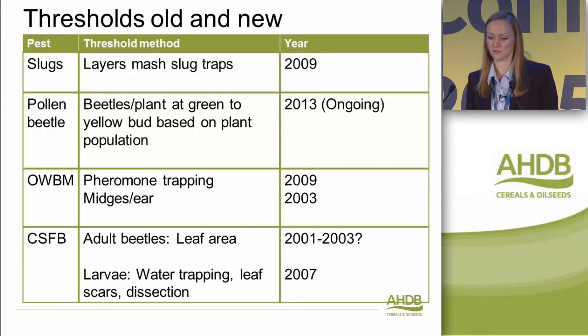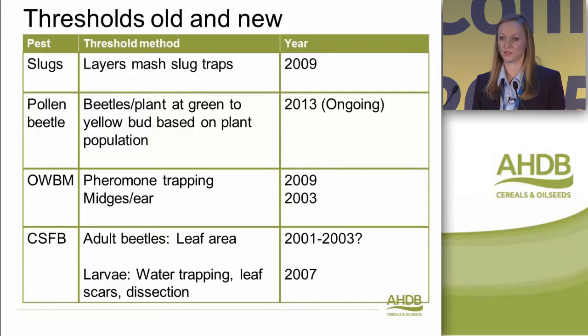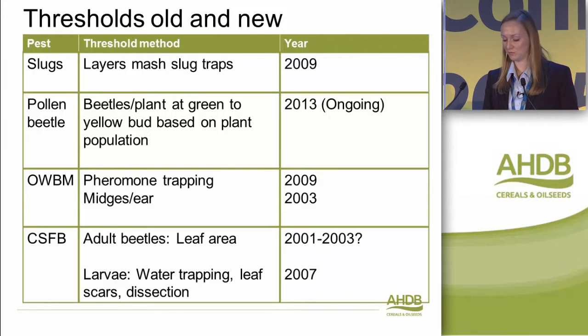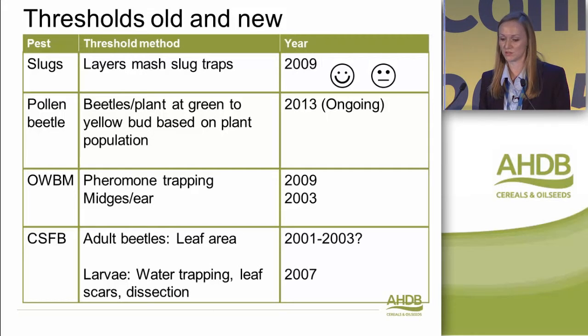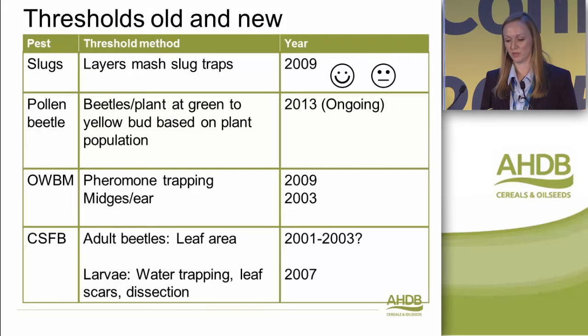So I picked on slugs first, as it's been quite a bad slug year for some. These thresholds are actually quite recent ones, from 2009, so not too old. They were based on the Lawes mash slug trapping method, and they can be quite complicated. They can involve trapping in the previous crop, before the crop's harvested, or when the new crop is growing. So you can actually implement different types of thresholds for that.